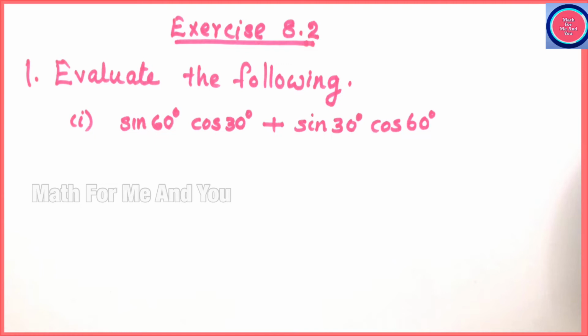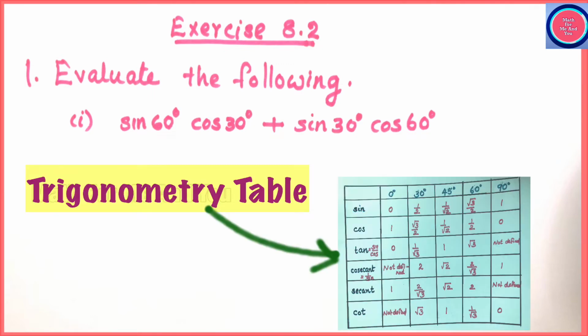So to answer this question, we need the values of sin 30 degree, sin 60 degree, cos 30 degree, cos 60 degree, these trigonometric values. How can we get this? We can get these values from the trigonometry table.